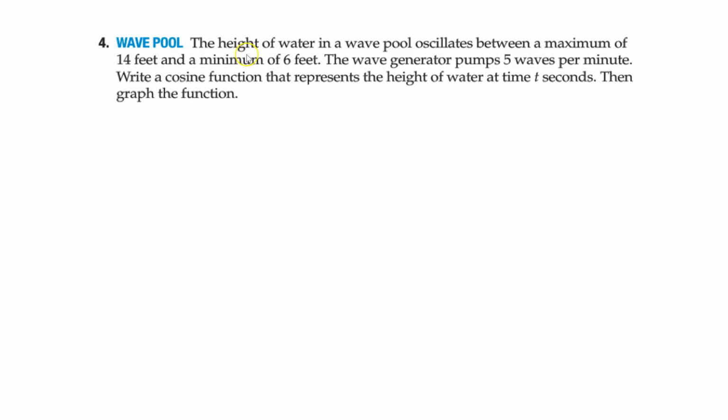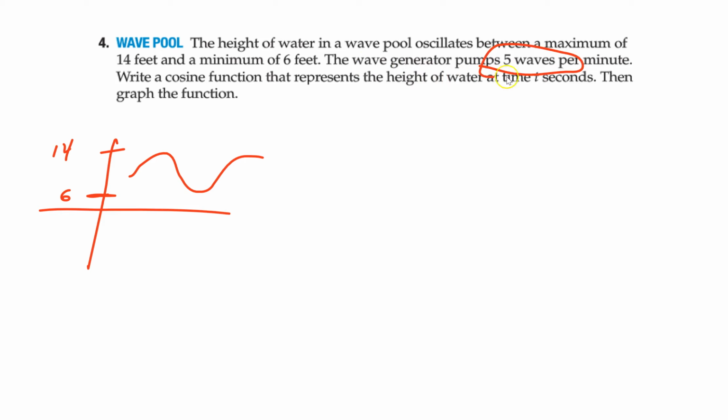Water pool. The height of water in a wave pool oscillates between a max of 14 feet and a minimum of 6 feet. So let's graph that real quick. So my max is 14 and my min is 6. So I'm going to make my waves and kind of go like this in between those two. The wave generates 5 waves per minute. With the cosine function that represents the height of the water at a time t seconds. So 5 waves per minute is your period.